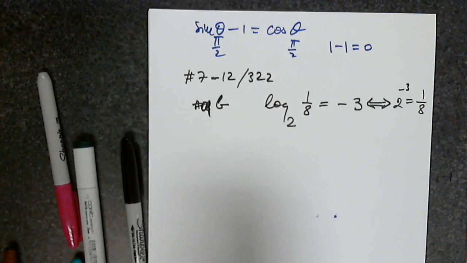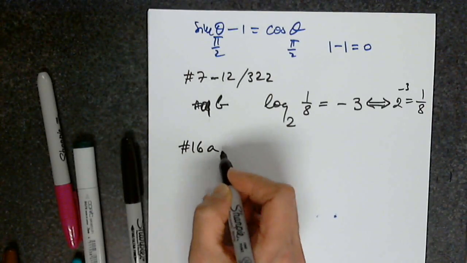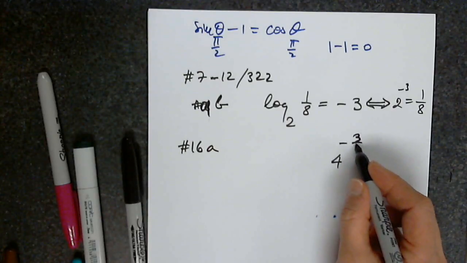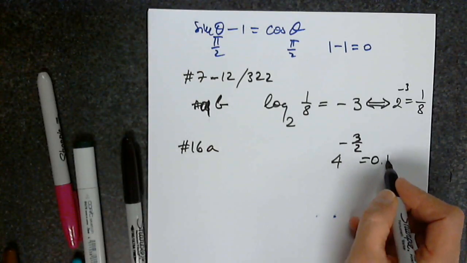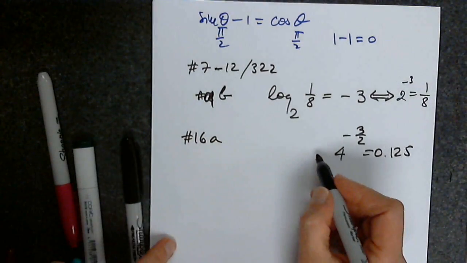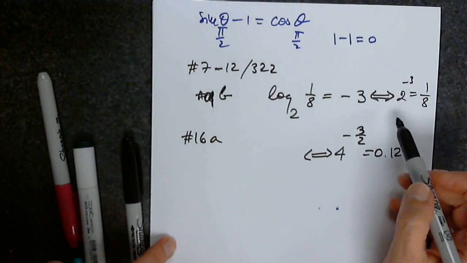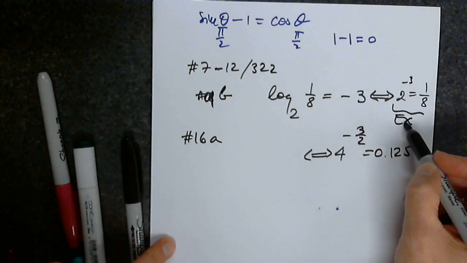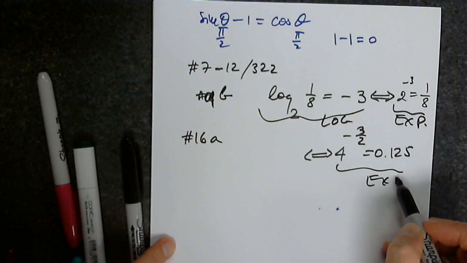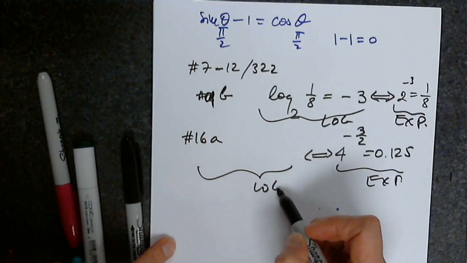Let's say 16a. 4 raised to negative 3 halves equals 0.125. Notice where I put it. I put it on the right-hand side because this is the exponential equation. This is the exponential, and now I want the log equation.